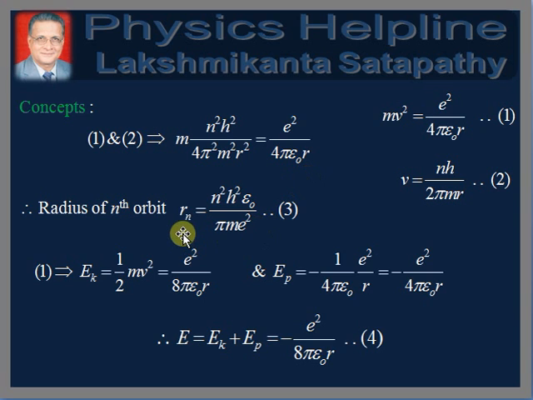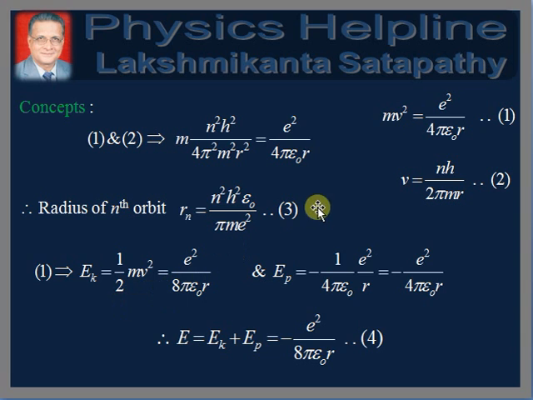Therefore, we write on simplification r is equal to n square h square epsilon 0 divided by pi m e square. Therefore, we write this as the radius of the nth orbit. Rn is equal to n square h square epsilon 0 divided by pi m e square.